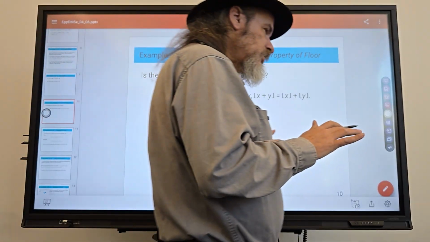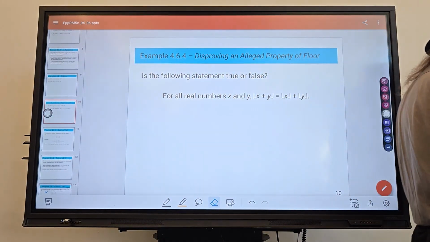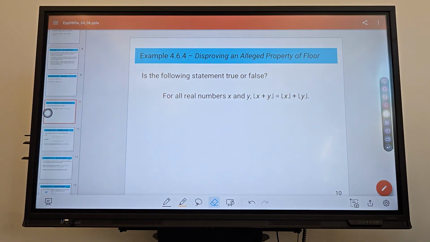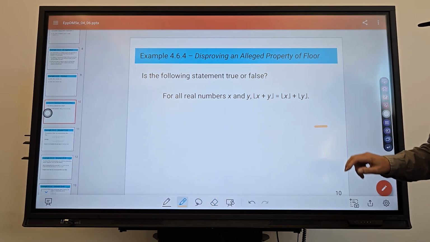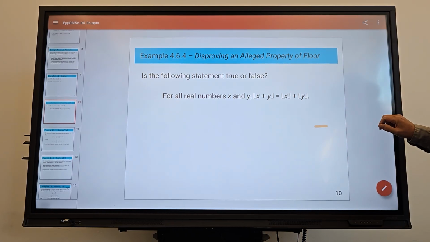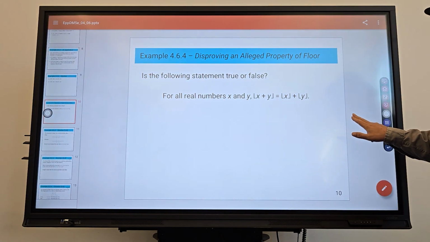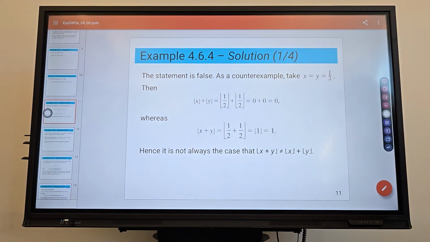I remember this as being false. I just don't remember the counterexample that was given; I haven't looked at the spoiler for it yet. Oh, they do 1/2. Okay. Yeah, the statement is false. A counterexample could take x equals y equals 1/2.